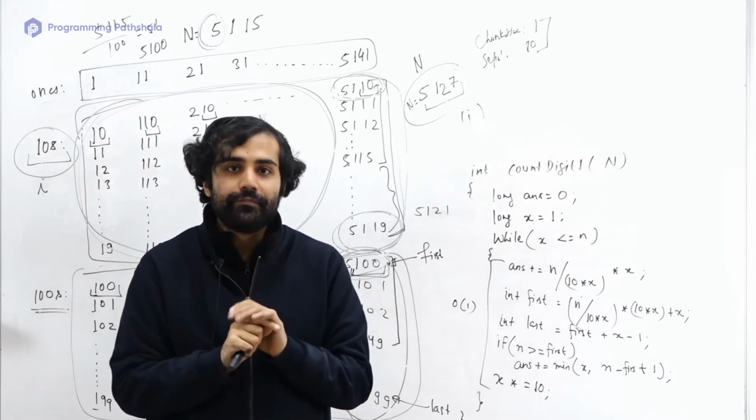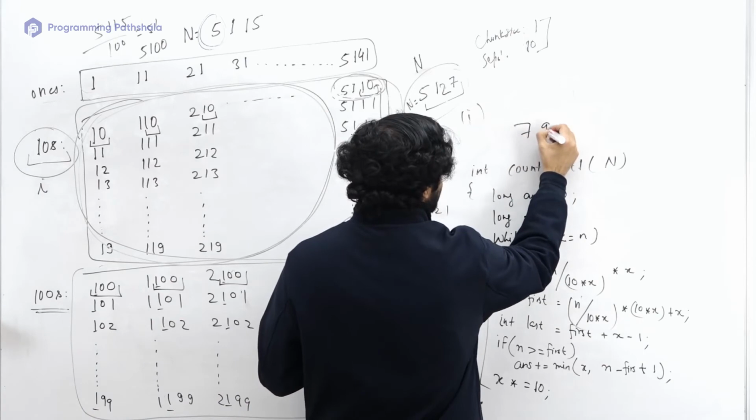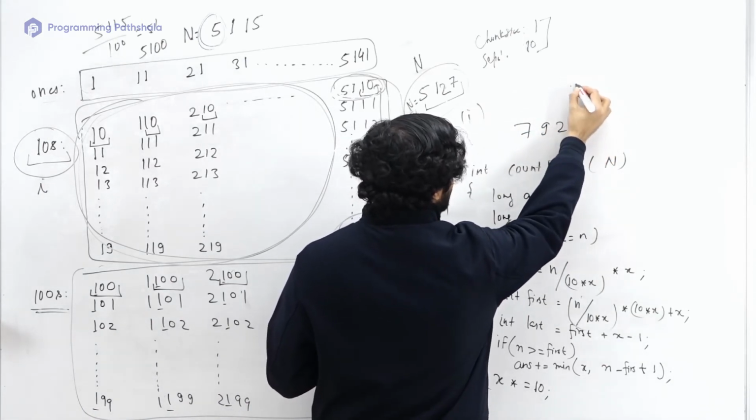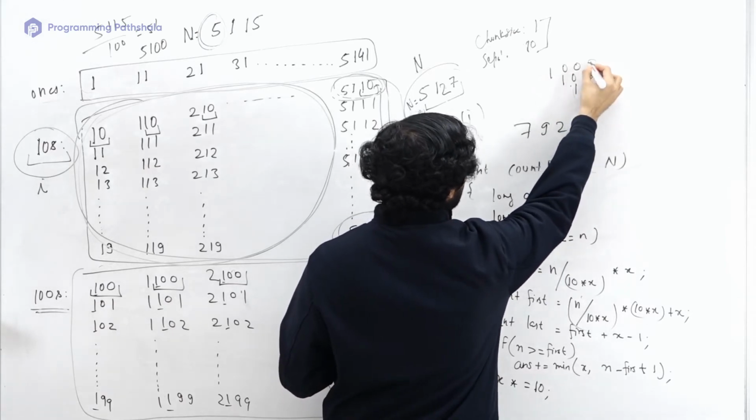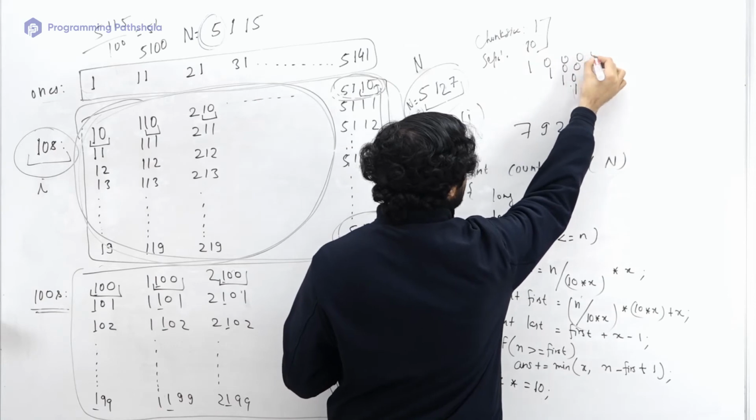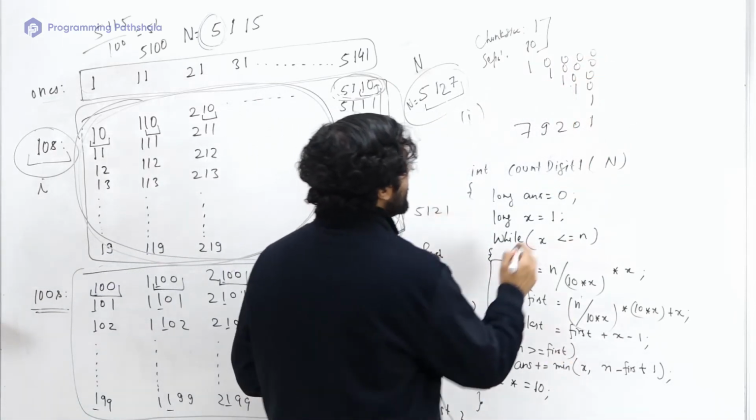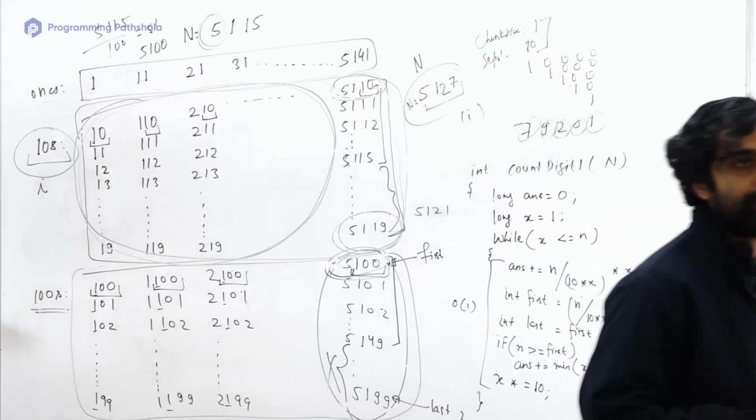See, another way to think of it would be, if you have n as this, then you started off with 1, then you came to 10, then you came to 100, then 1000, then 10,000, and then you were done. So I can say that my number of iterations will be equal to the number of digits. Yes or no?